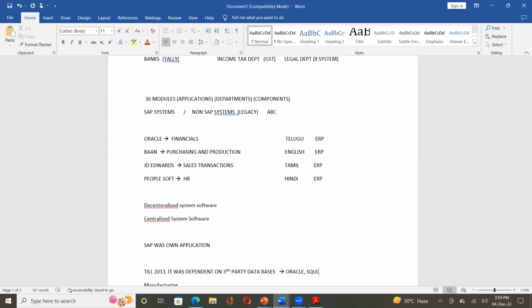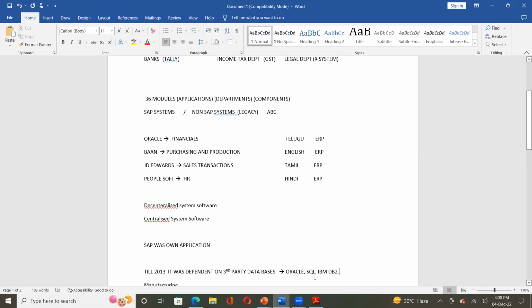Next one, SQL database from Microsoft, right? They used to take the IBM DB2 database. Clear? So some things used to be stored in the Oracle database, some in the SQL database, and some in the DB2 database. SAP used to pay rents or some amounts to these vendors for taking the database help.